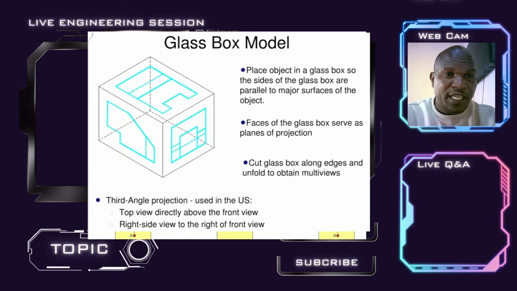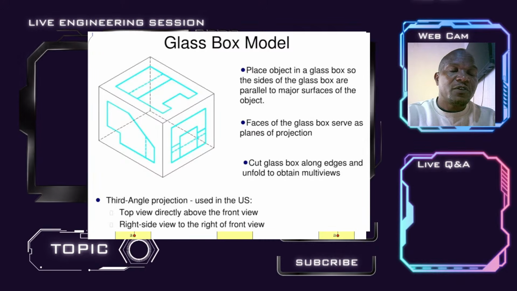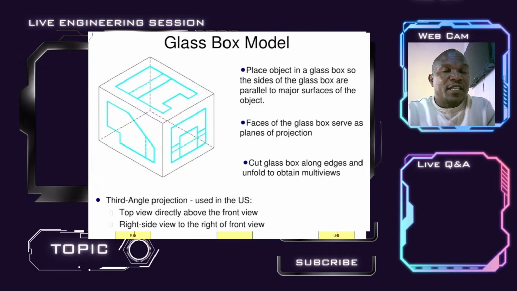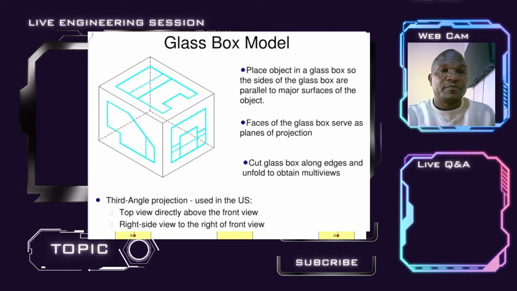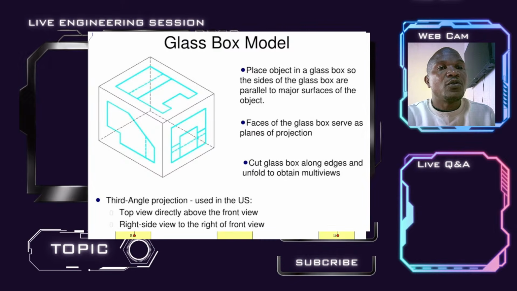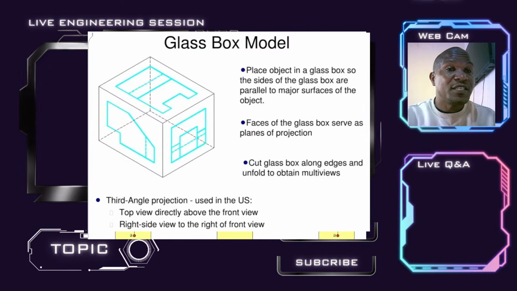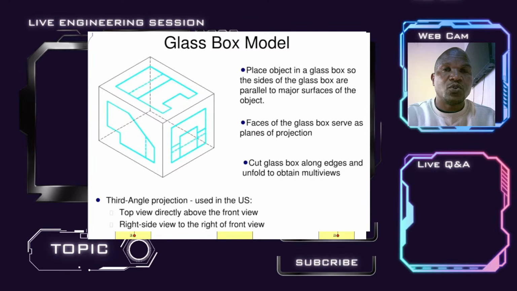Okay, I repeat again, the top view is directly above what? The front view. Okay, and the right side view is to the right side of the front view. Now, that one will depend on where you're viewing it from. And I'll repeat this one again. Depending on the point of view, the right side view or the left side view will be dependent on the point of view. And I'll explain it later when I'm using the Inventor in order to illustrate.